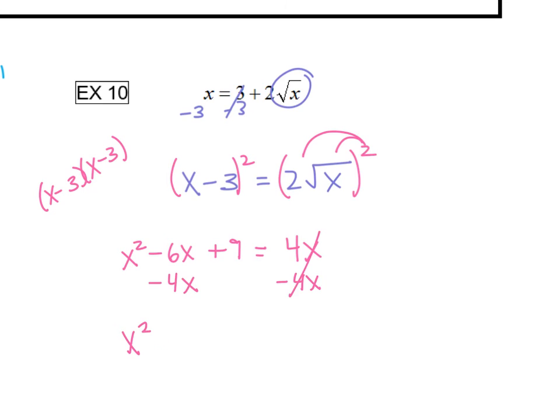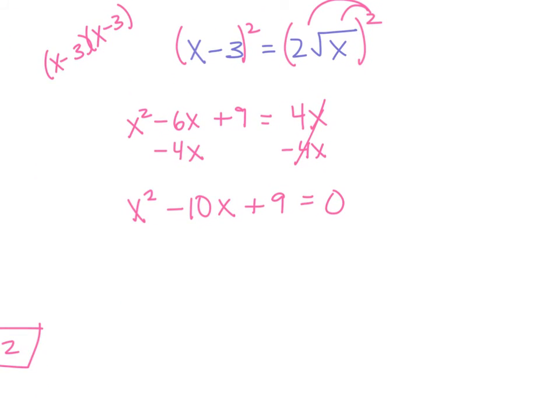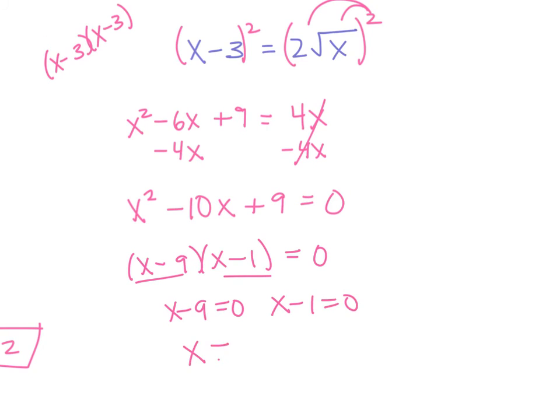Negative 6 minus 4 is negative 10x plus 9 equals 0. So we've got this nice little trinomial. Do we have factors of 9 that add up to a negative 10? And hopefully you guys are saying, well, yeah, we do. Negative 9 and negative 1 multiply to positive 9 and add up to negative 10. So then we set each factor equal to 0 and solve each one, and we are getting x equals a positive 9 and a positive 1.